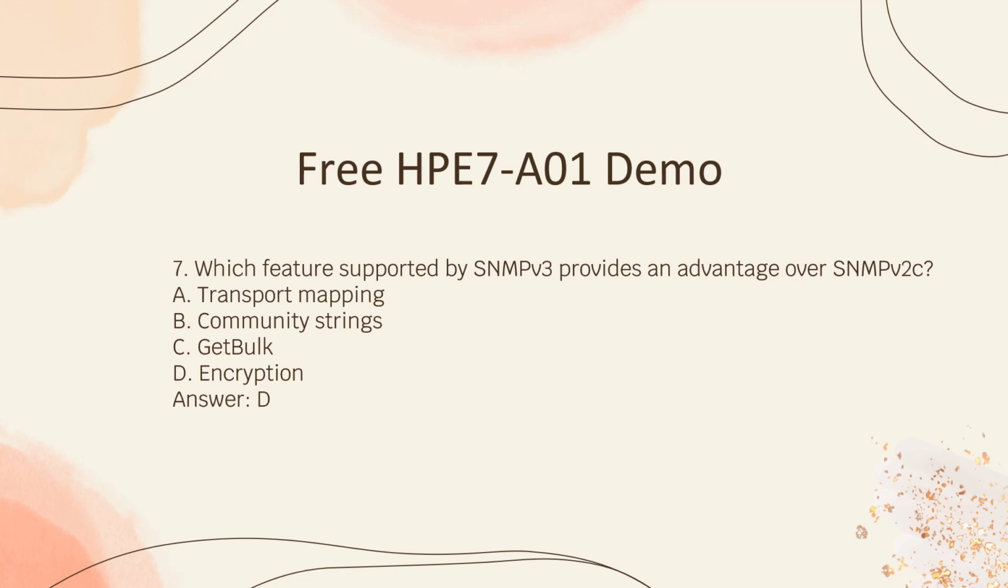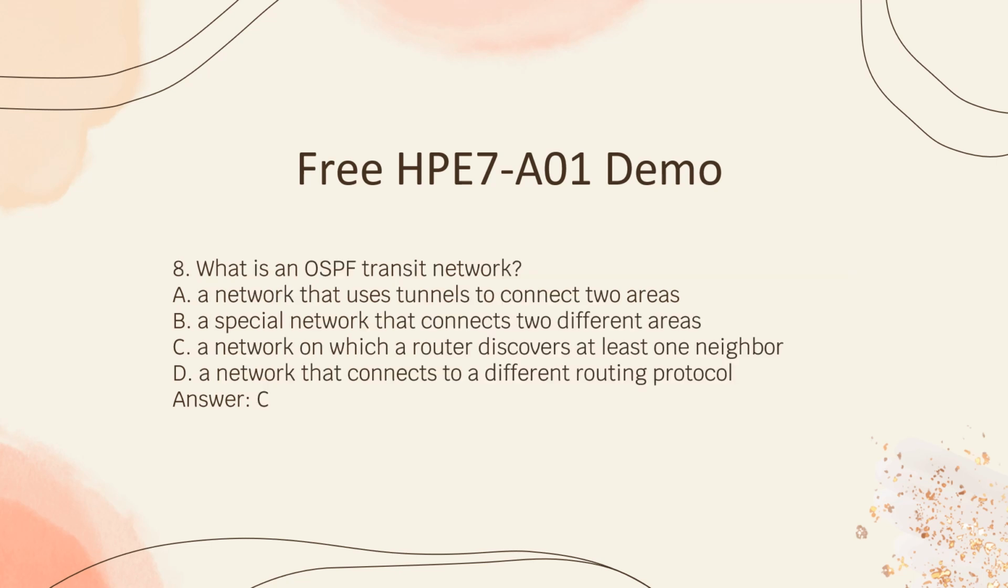7. Which feature supported by SNMPv3 provides an advantage over SNMPv2c? A. Transport mapping. B. Community strings. C. Get bulk. D. Encryption. Answer: D. 8. What is an OSPF transit network?